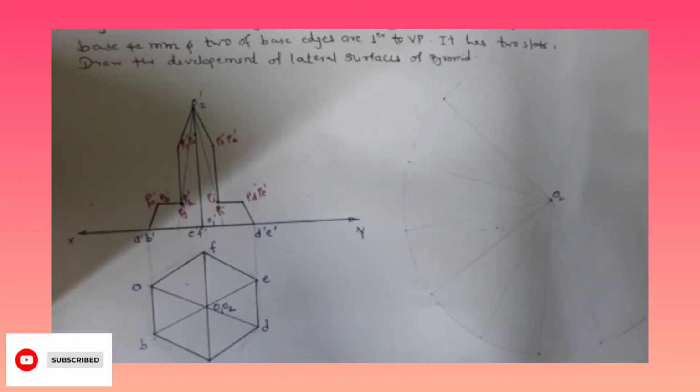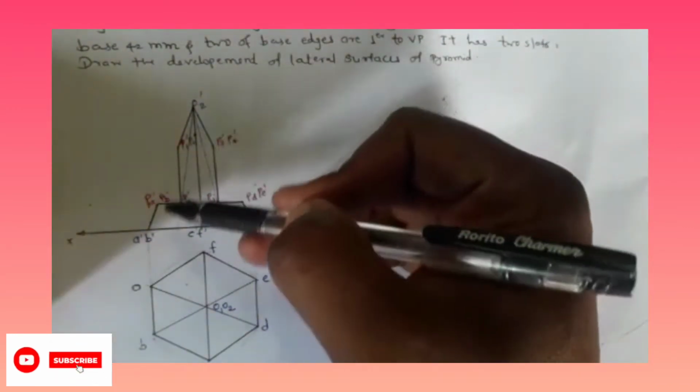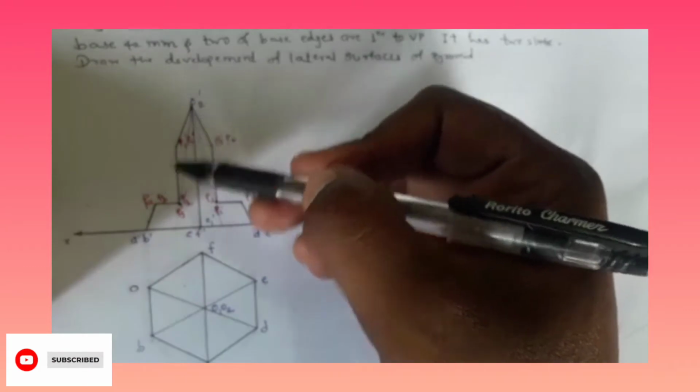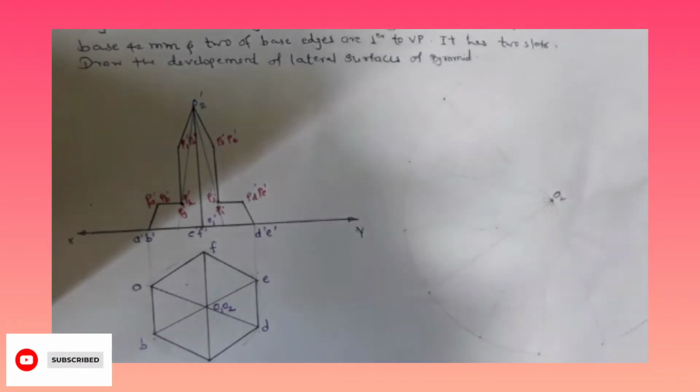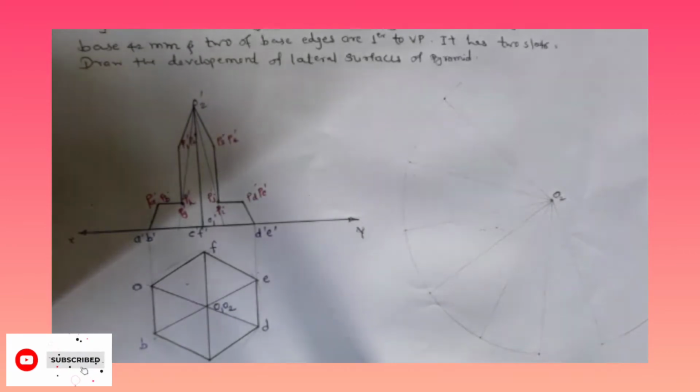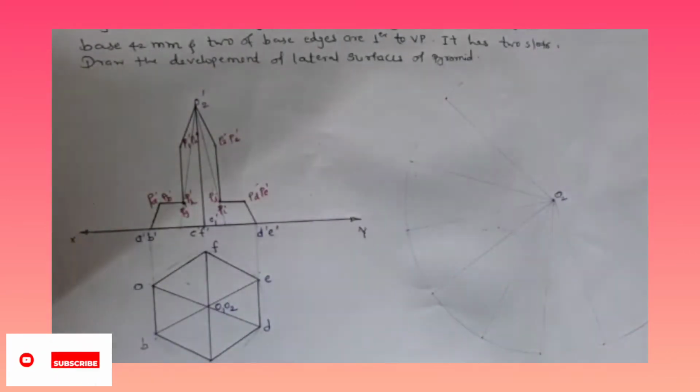If you check it in the top view, this is the OE or the OD, and they are not parallel to XY. So if these lateral edges are not showing the true length, then we must find out the true length of one of the lateral edges. Now let us check the process to find out the true length of this lateral edge.